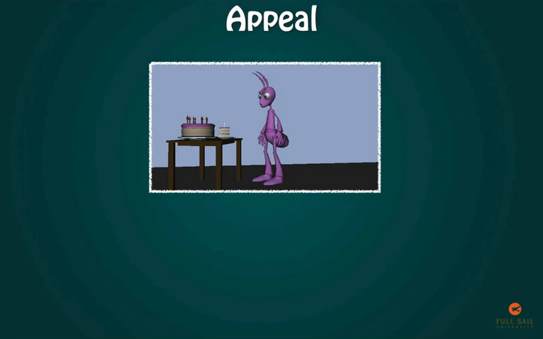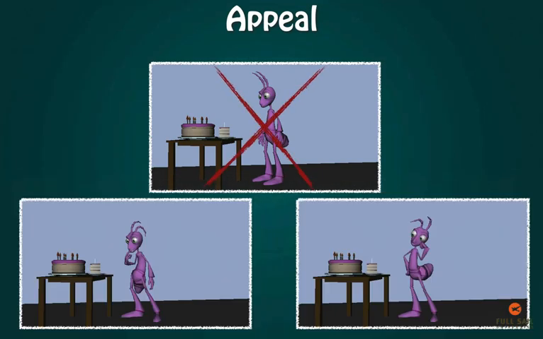Creating appeal is quite simple. It is designing the pose so that it's interesting and engaging to the audience. Stiff, centered poses look static and uninteresting. Show some flexibility when posing. Avoid stiff, straight spines. Even a character's neutral pose should be interesting and say something about the character.